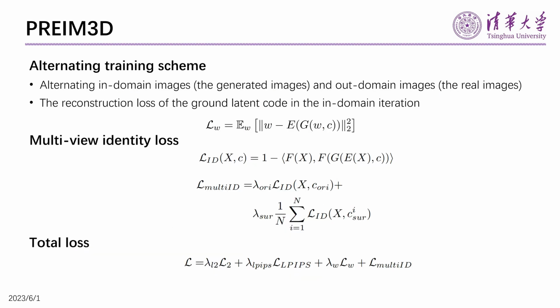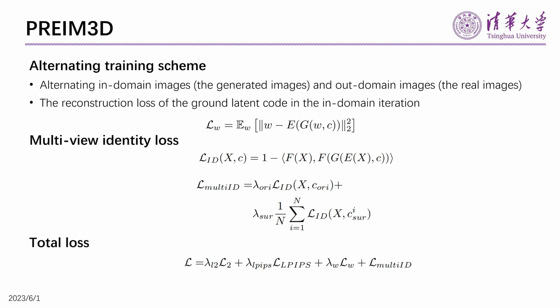To improve three-dimension consistency of the encoder, we explicitly encourage three-dimension consistency during training in two ways: an alternating training scheme and multi-view identity loss. The alternating training scheme consists of in-domain iteration and out-domain iteration. The model takes in a batch of out-domain images, followed by a batch of in-domain images. The encoder is optimized to reconstruct the input images when inverting the out-domain images. When inverting the in-domain images, we additionally optimize the encoder to reconstruct the latent because we have the ground truth.